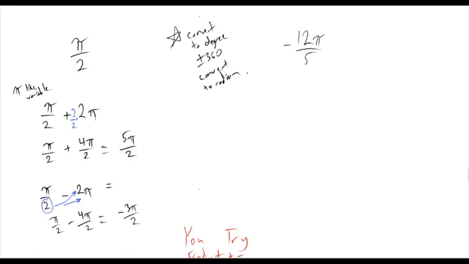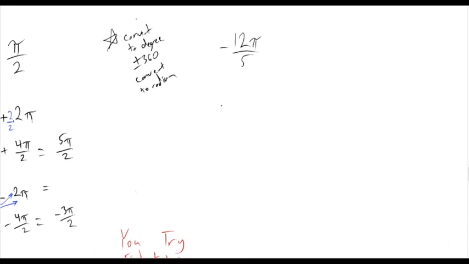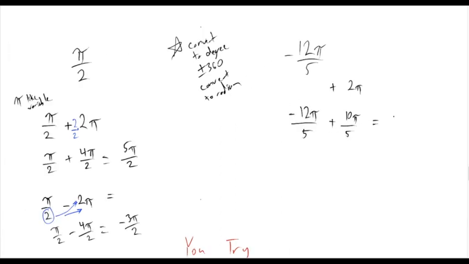You could get better at fractions or not get better at fractions. So I'm going to keep working with these fractions. So we have negative 12 pi over 5. I'm going to start by adding 2 pi to this. Converting this 2 pi is just me multiplying 2 pi by 5 over 5, which gives me 10 pi over 5. So adding my numerators together, that gives me negative 2 pi, and my denominator stays the same.